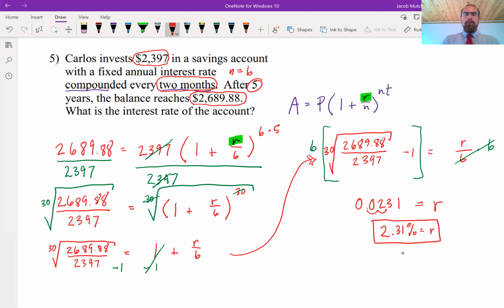So thanks for joining for these two examples, one where we had to use a logarithm, one where we had to employ the 30th root. So again, thank you for joining for investigation of finding time or interest rate in compounded interest.